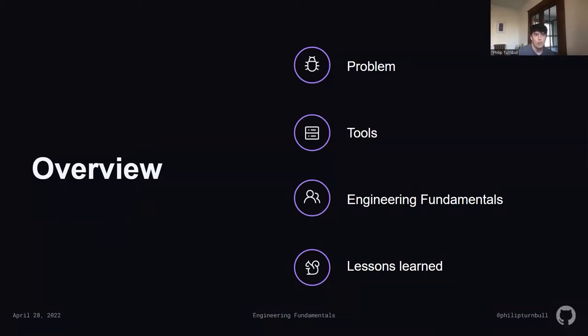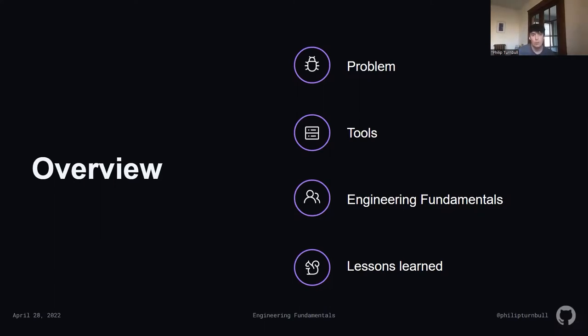So a quick overview of the talk. Firstly, I'm going to frame the problem a bit more and give some more context about what it is we're actually trying to solve and how we're trying to do that at scale. Then we'll dive into some of the internal tools that we use that allow us to track various forms of tech debt here at GitHub.